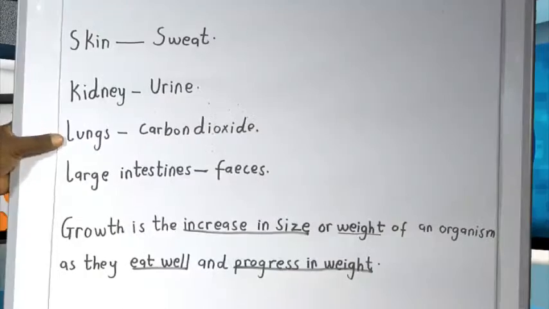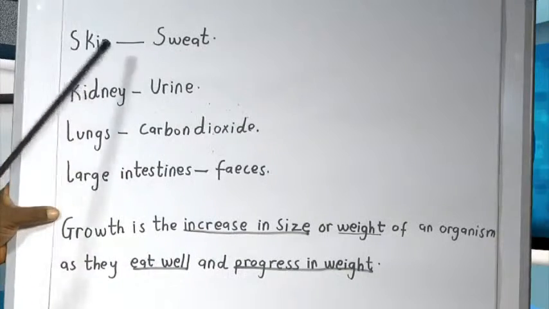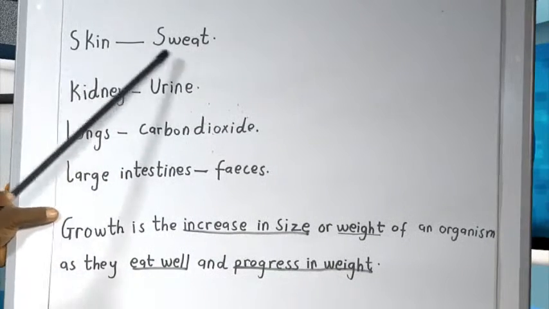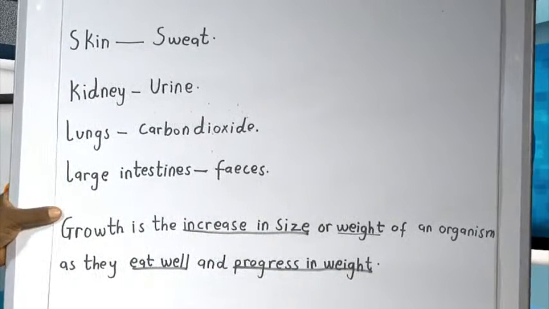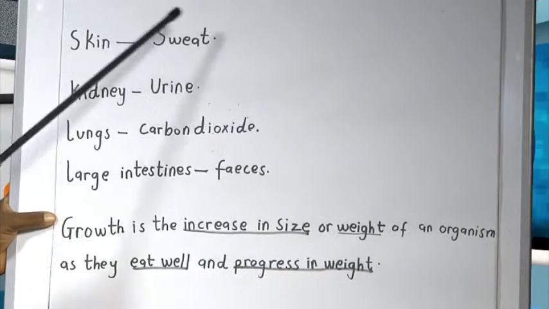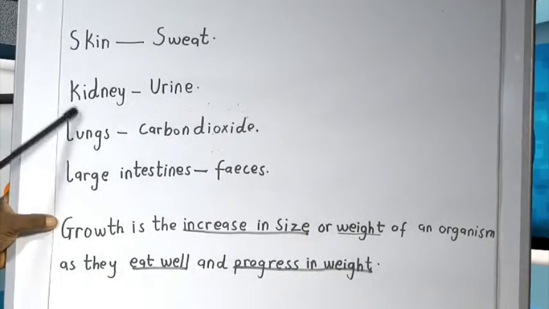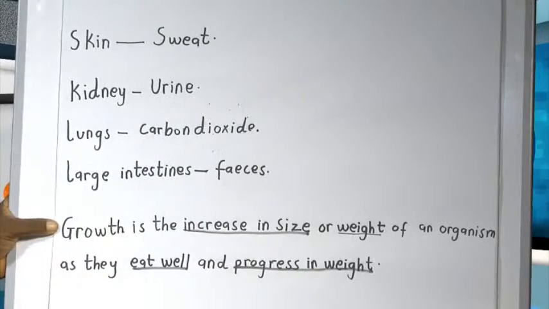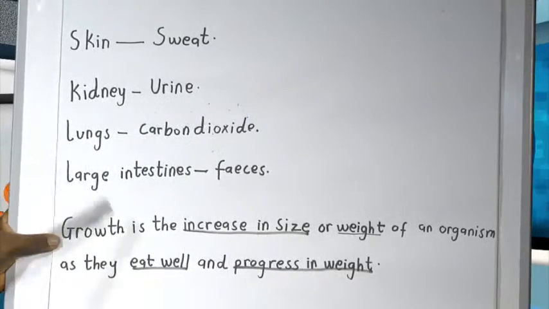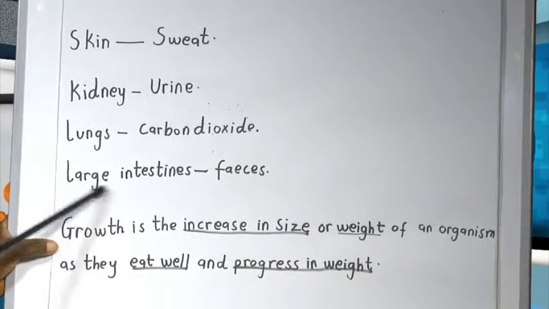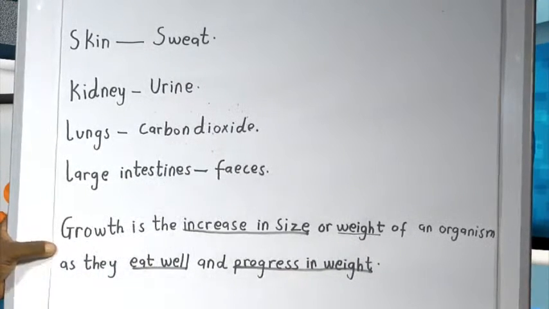Let's look at it. The skin excretes what? Sweat. Skin excretes what? Sweat. Kidney excretes urine. Lungs excrete carbon dioxide. Large intestine, feces. And we looked at what?